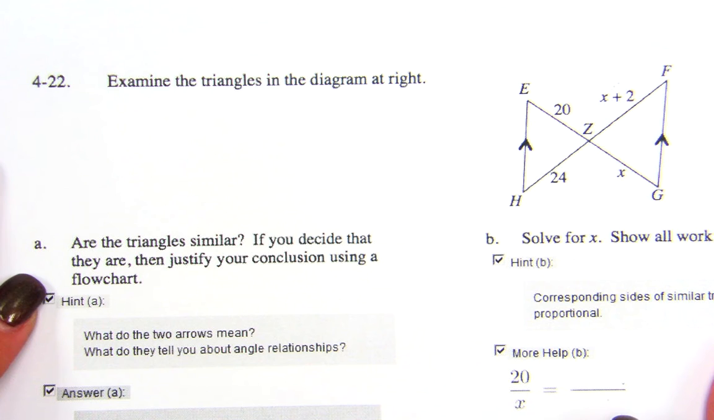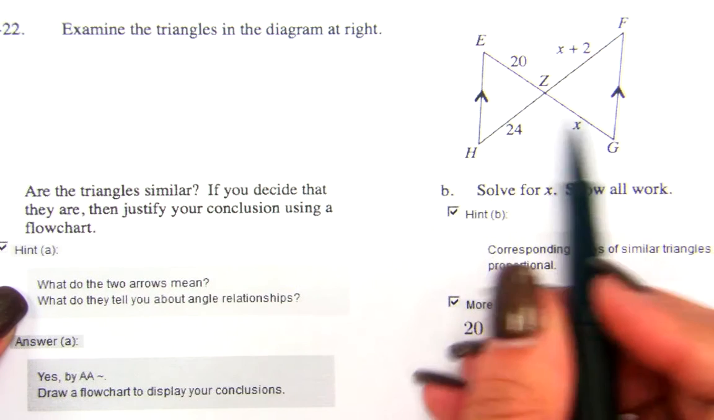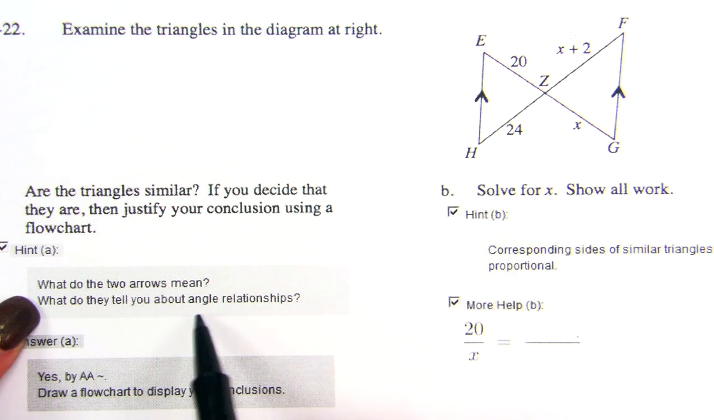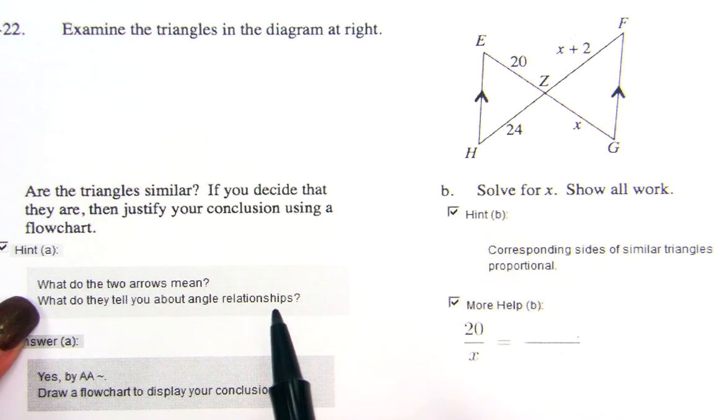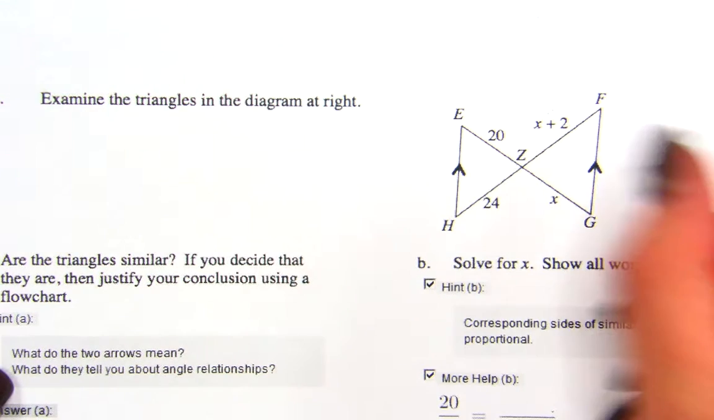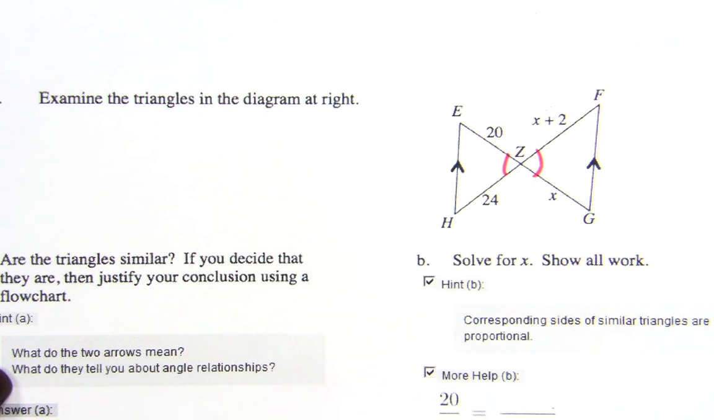Okay, and then on 22, are the triangles similar? If you decide that they are, justify your conclusion using a flowchart. Okay, what do the two arrows mean? Well, the two arrows mean they're parallel. Okay, well, what do they tell you about the angle relationships? Well, it's more than just, first of all, I hope you recognize that you have vertical angles. You have an angle here and you have an angle there that are congruent because they are vertical.